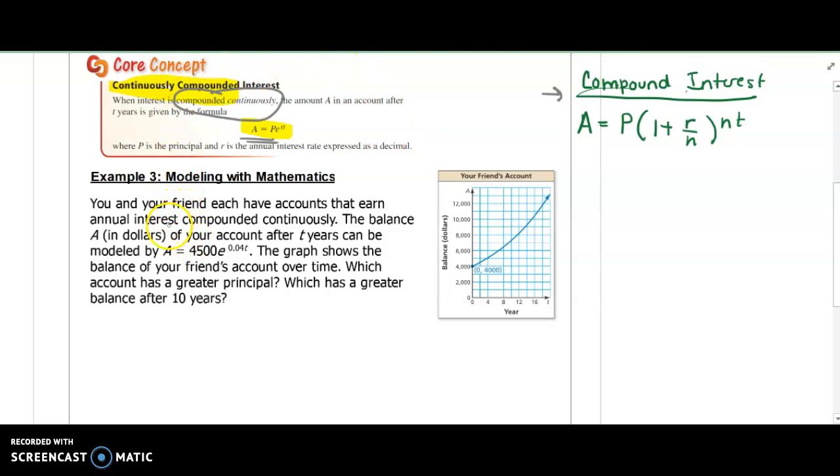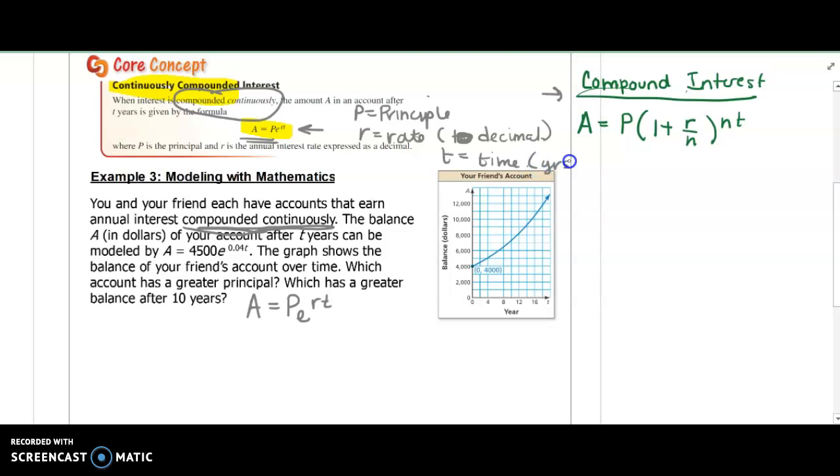All right, so let's look at this question. It says you and your friend have accounts that earn annual interest compounded continuously, okay? That tells me we are using this. A equals P e to the rt. Once again, my P is my principal, which is my starting amount. R is my rate, and usually I have to convert it from a percent to a decimal. And my t is the time in years.